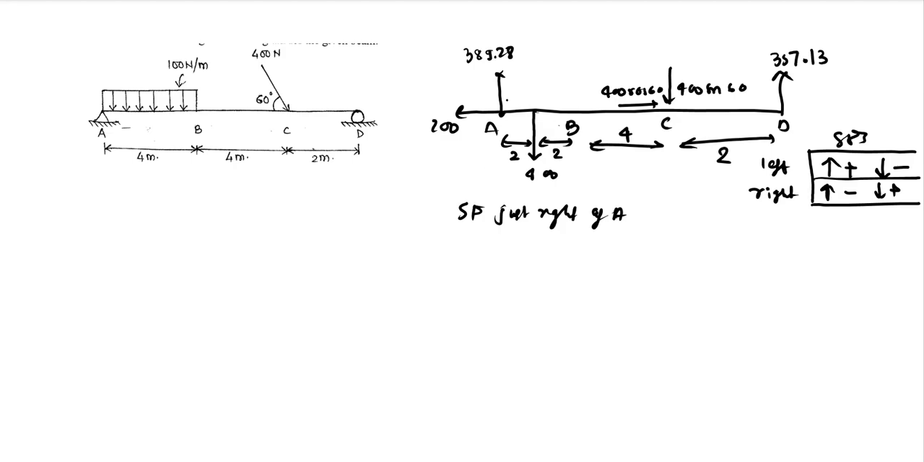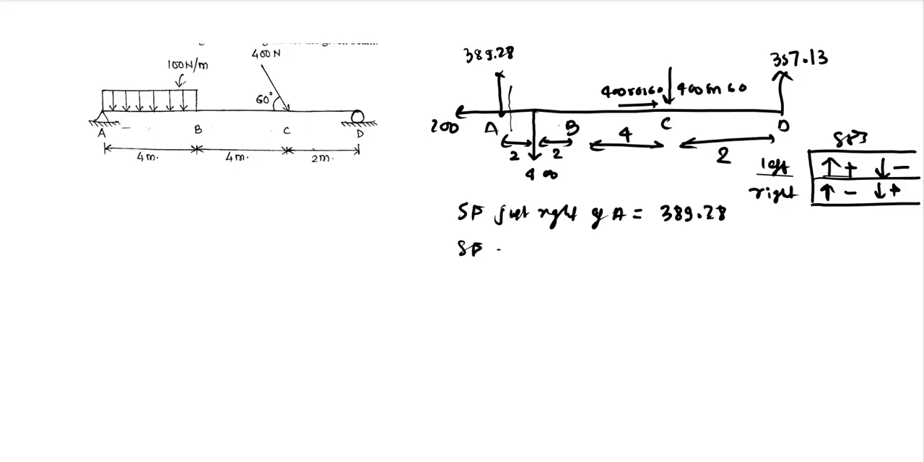What I mean by this is, let us say you have crossed the line somewhere here, which is just right of A. You need to calculate right at that point. Just right of A, consider forces on the left, which is just one force, 389.28. How do you decide its sign? It is acting in the upward direction, on the left side, so it should be positive. That is how you can decide its sign using the sign convention.